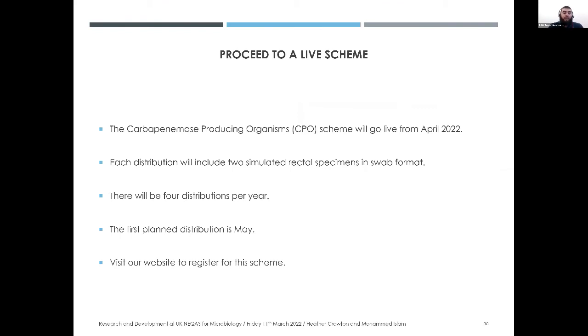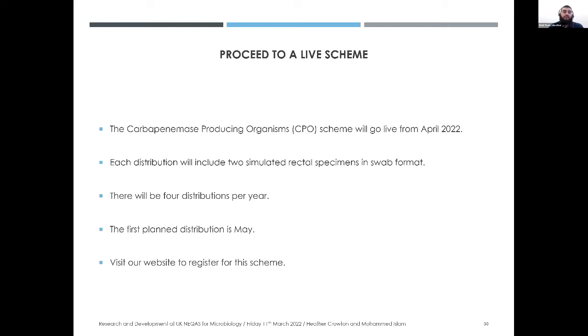Having carried out the pilot distributions, the detection of carbapenemase-producing organisms has now become a live scheme, which will go live from April 2022, and each distribution will include 2 stimulated rectal specimens in swab format. The reporting mechanisms will be identifying the organism, if any was present, and the resistance mechanisms, whether present or not present, as well as the carbapenemase that was present. There will be 4 distributions per year, and the first planned distribution is in May. You can still visit our website to register for the scheme.